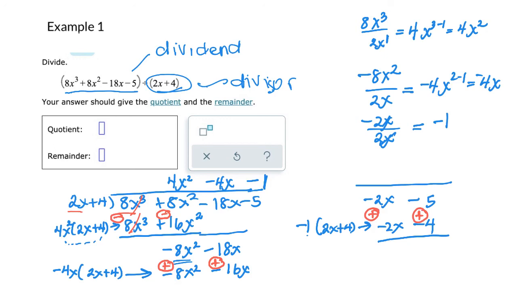Negative 2x plus a positive 2x will cancel. Negative 5 plus 4 is negative 1. And so we have a remainder of negative 1. So our quotient is 4x squared minus 4x minus 1, and our remainder is negative 1.